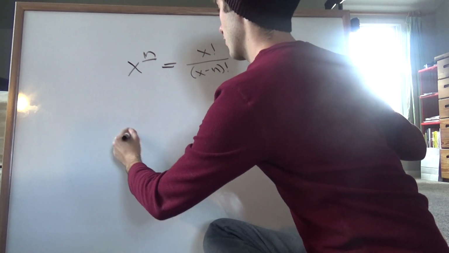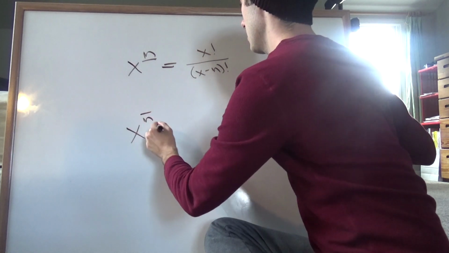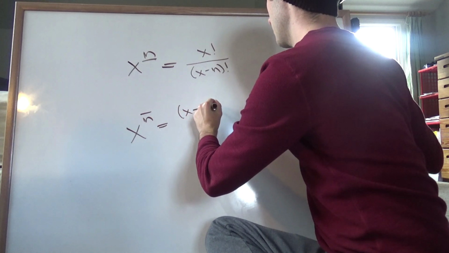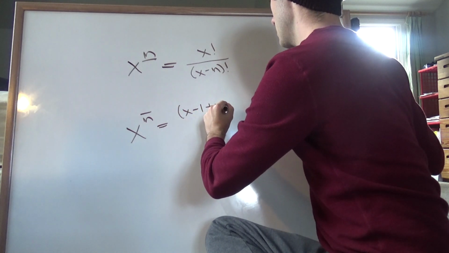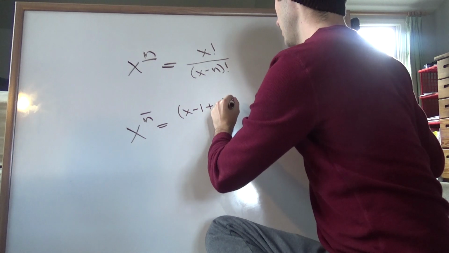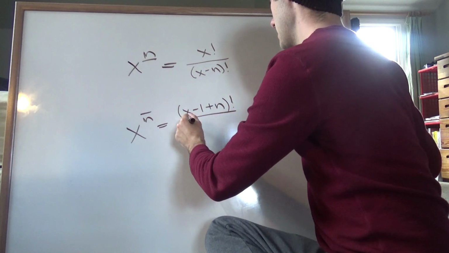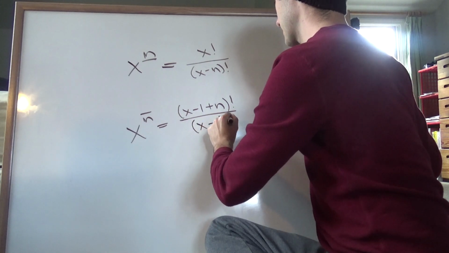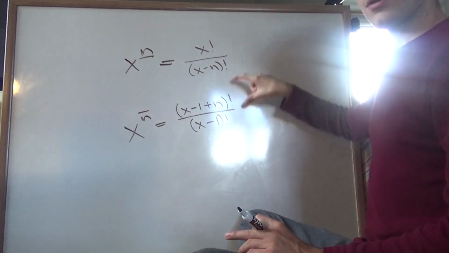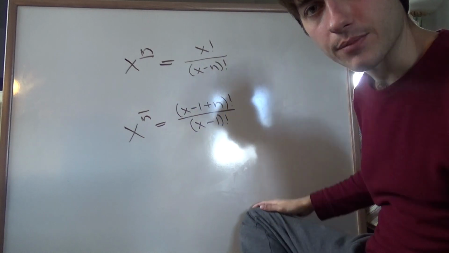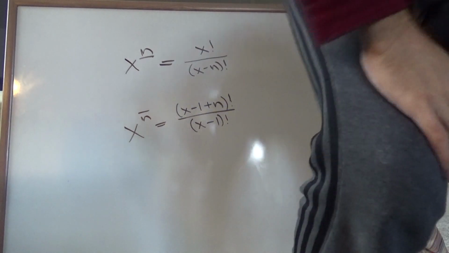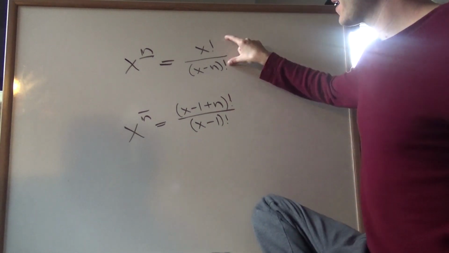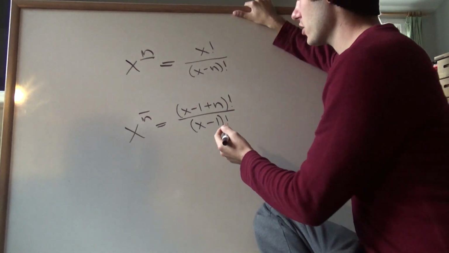And we showed that the rising factorial was equal to x minus 1 plus n factorial divided by x minus 1 factorial. But notice, these sort of look similar, right? They look like they could be related somehow, like we could somehow manipulate this into that. And we actually probably can.